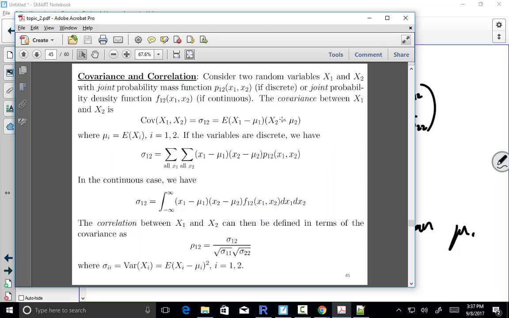And conversely, if x1 being bigger than its mean tends to go with x2 being less than its mean, the product will be a negative number and you'll tend to get negative covariances. So the covariance is a quantification of how much these two variables vary together. And its sign tells us about the direction of the covariability.